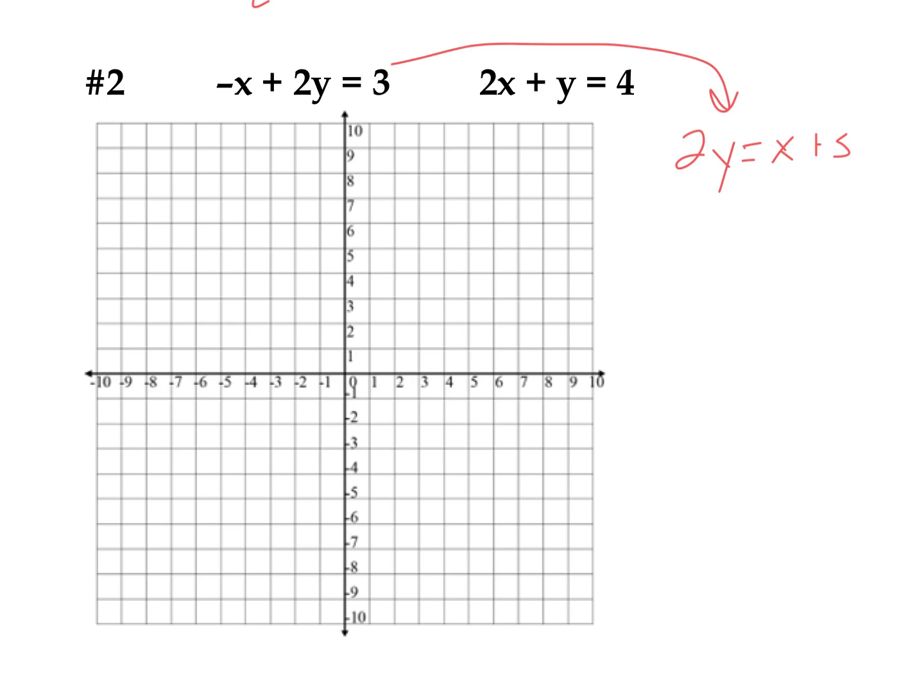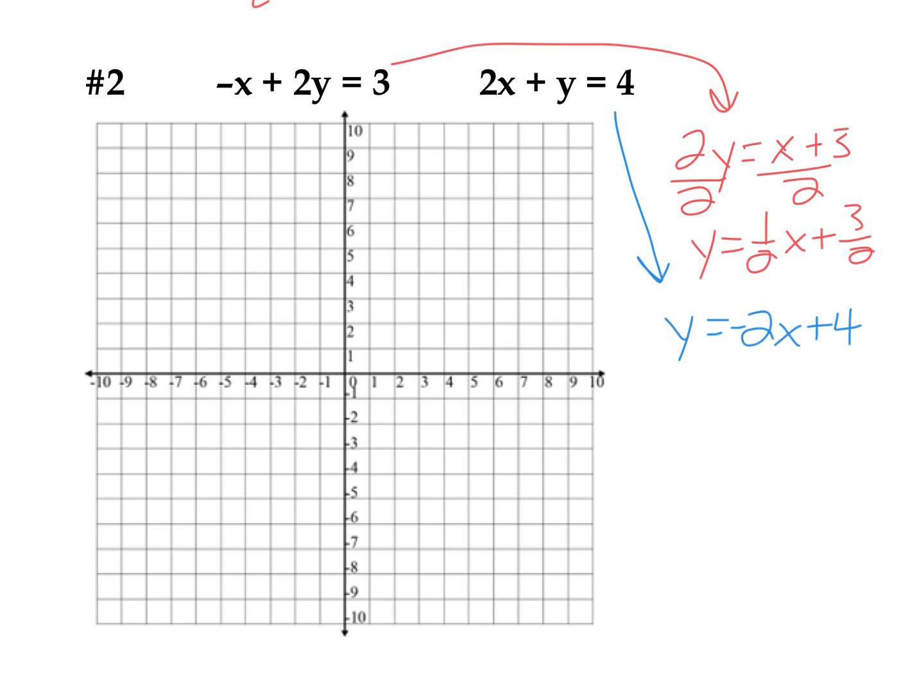You could have it as 3 plus x. That's fine, it's no big deal, it's the same thing. Then I can divide both sides by 2, and I get y equals 1 over 2 x plus 3 over 2. Let's solve the second equation for y, and then we'll go through the graphing. We're going to subtract 2x on both sides, and we get y equals negative 2x plus 4.